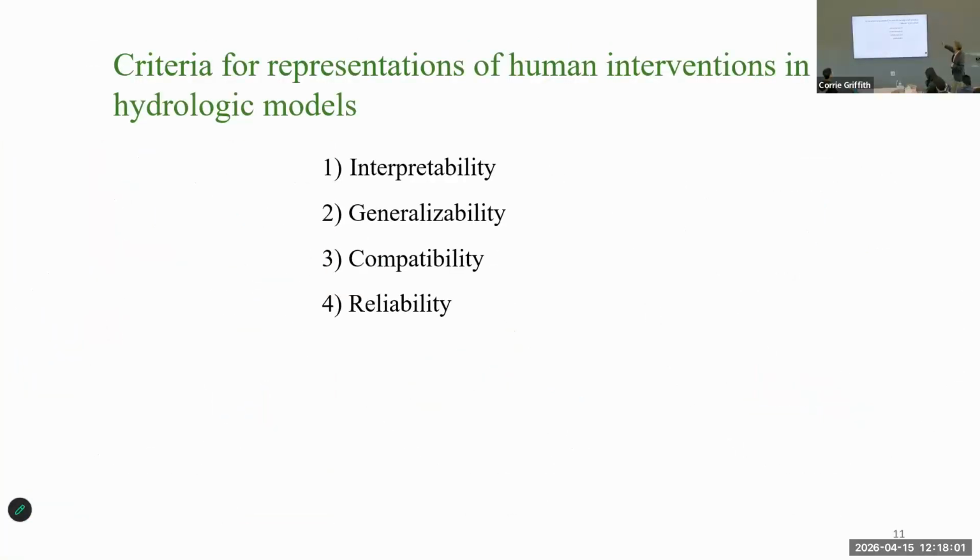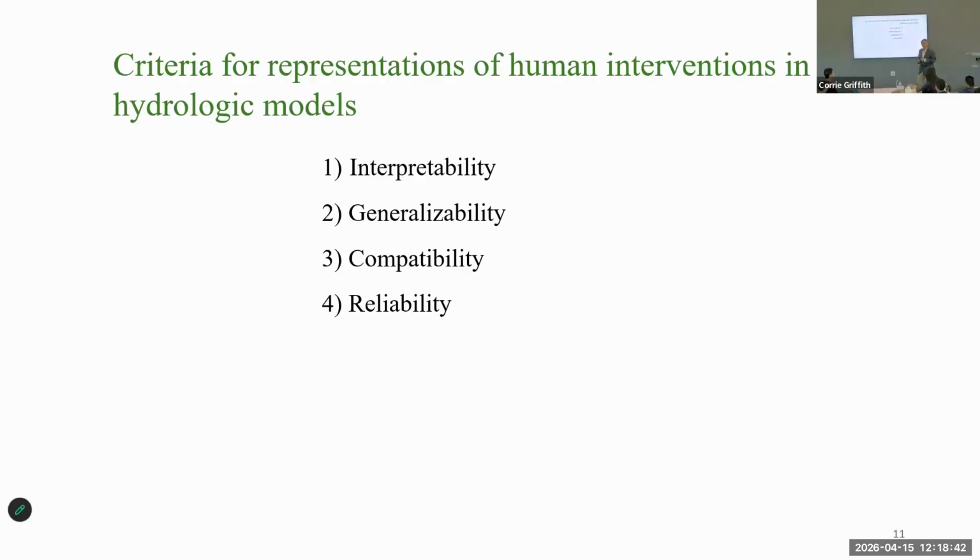I use reservoir as an example. First of all, let me talk about the criteria to represent human interventions in a hydrological model. Normally in our physically based hydrological model, everything is apparent, right? Everything could be explained. So we should not add a black box on the human part, which may not be consistent with hydrological models. We call this interpretability.